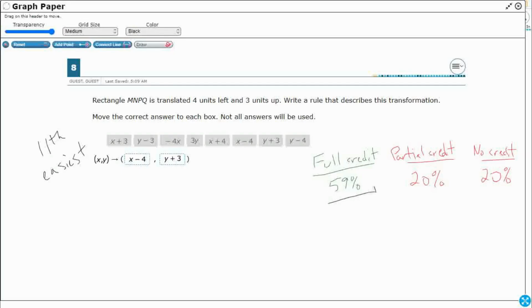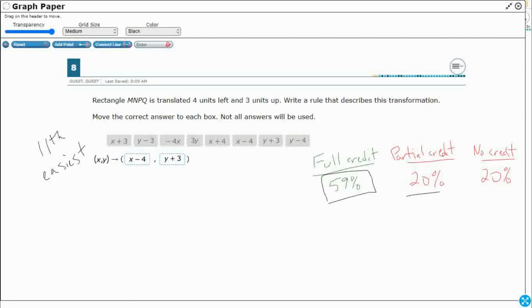Now, we don't know which incorrect answers our students chose. That's not how it's reported to us, but we know that 59% of our students, almost 60%, got full credit. That means they got both points correct. This is a 2-point problem. And if you add that together with the partial credit, so that's just 1 out of 2, that's almost 80% of our students that got at least 1 point.